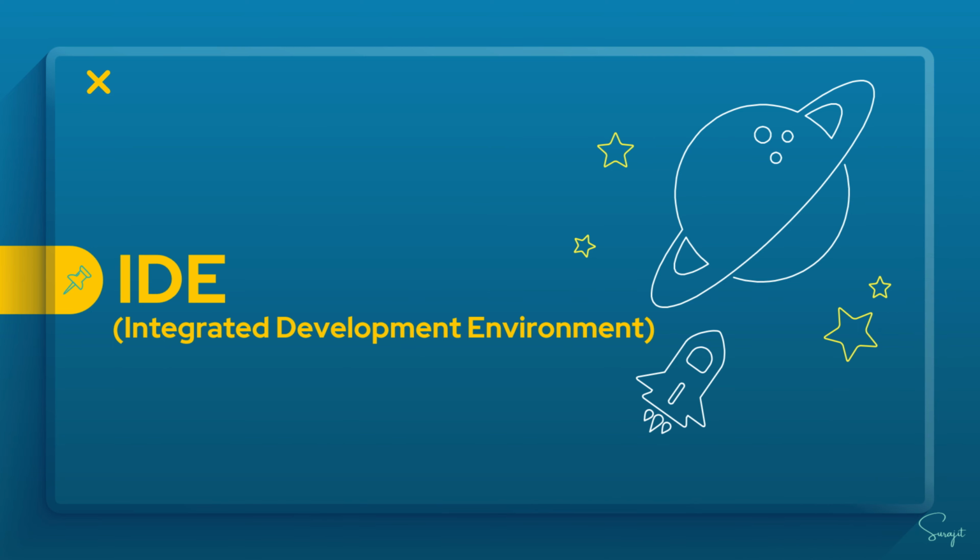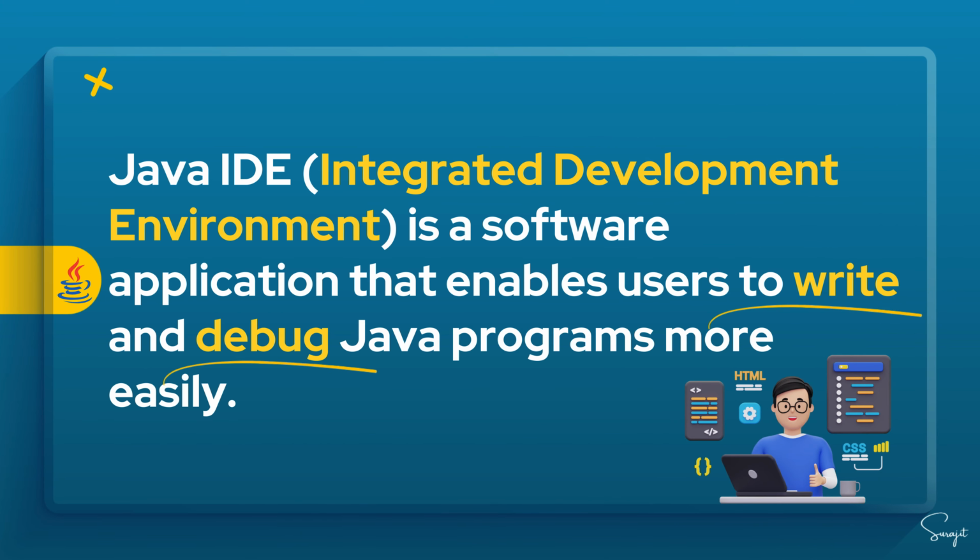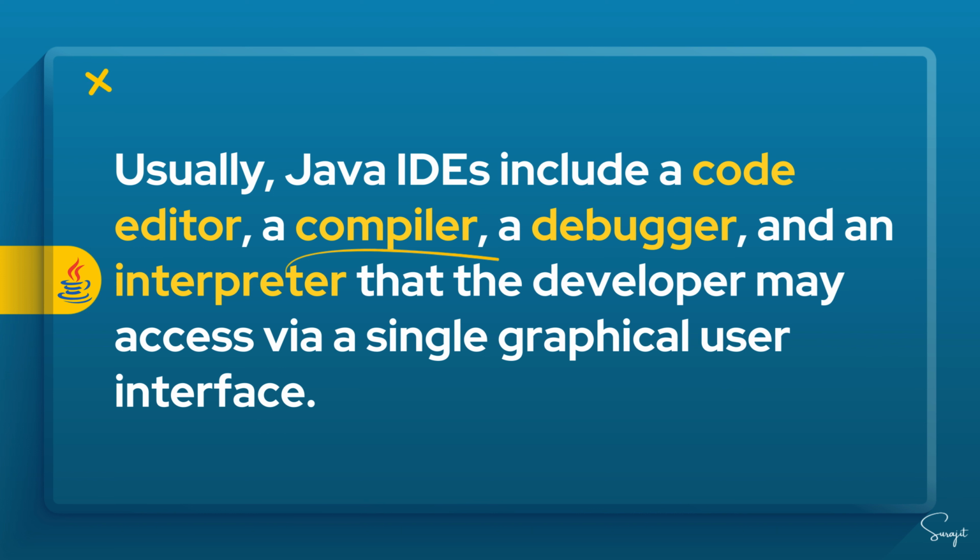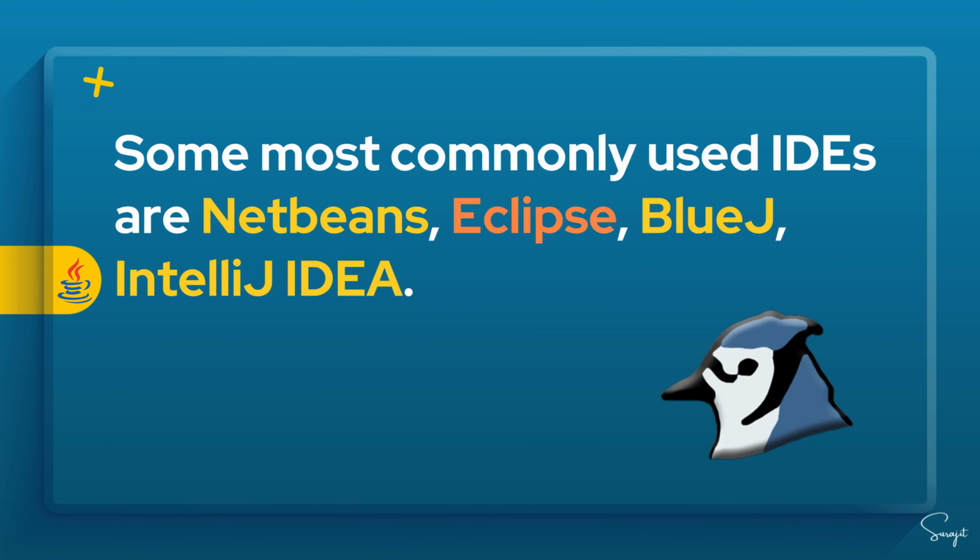What is IDE? Full form of IDE is Integrated Development Environment. So, Java IDE is a software application that enables users to write and debug Java programs more easily. Usually, Java IDEs include a code editor, a compiler, a debugger, and an interpreter that the developer may access via a single graphical user interface. A few examples of most commonly used IDEs are NetBeans, Eclipse, BlueJ, IntelliJ IDEA and many more.